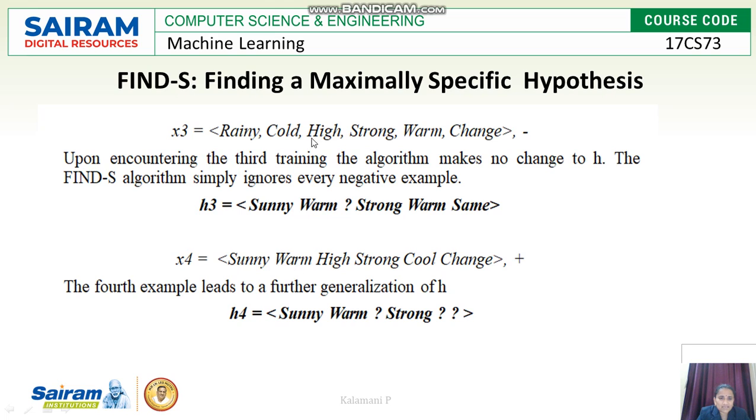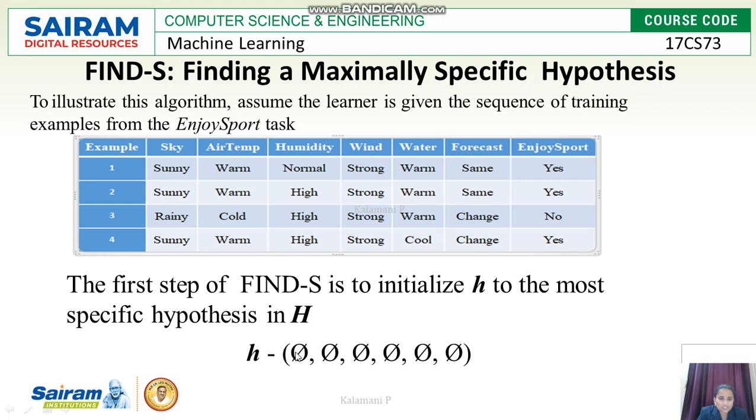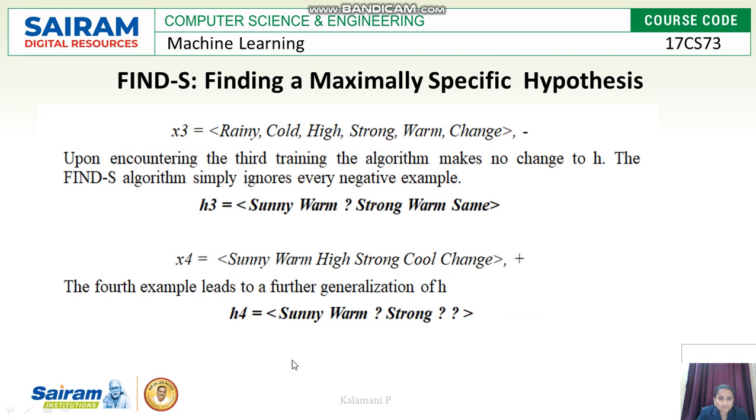Then x3 we have taken. It has sunny again, but this is a negative training example, so it won't be considered here. As it is, we should write h3 the same. Then x4 is sunny, warm, question mark for high, strong. For warm or cool, any value, it takes question mark. For same or change, question mark. So this is a more general hypothesis, and h0 is a more specific hypothesis.